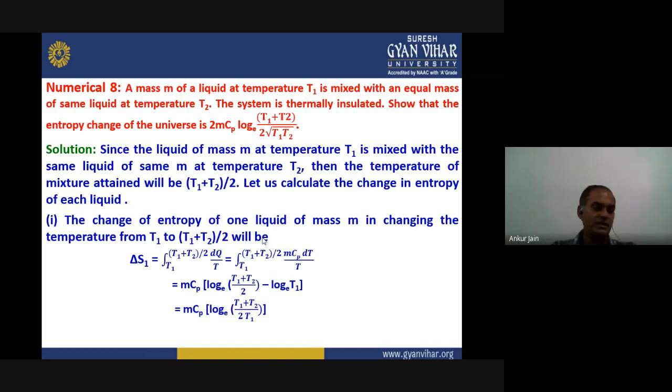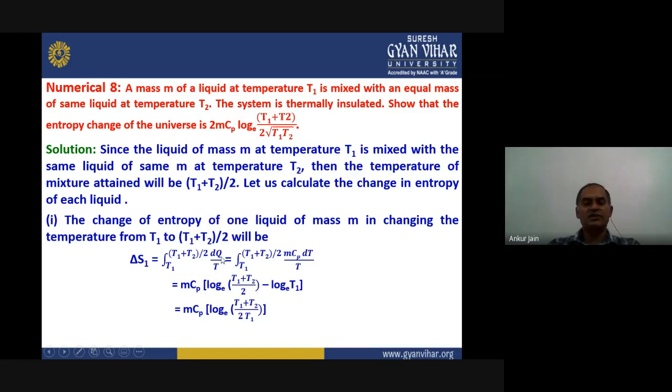Let us calculate the change in entropy now for each liquid. The change of entropy of one liquid of mass m in changing the temperature from T1 to (T1 plus T2) divided by 2 will be, using the integration formula for delta S. So it is the first process, so we are representing it as delta S1, which is the integration within limits T1 to (T1 plus T2) divided by 2 of dQ upon T. Now putting the value of dQ, we can write it as the integration from T1 to (T1 plus T2) upon 2 of m Cp dT, divided by T.